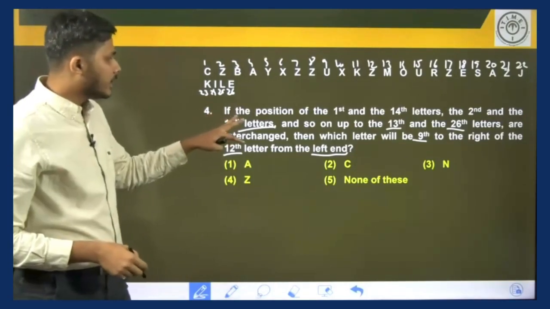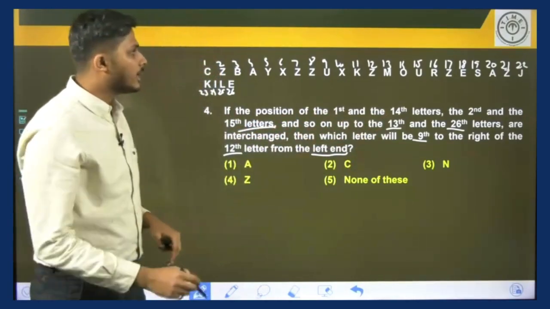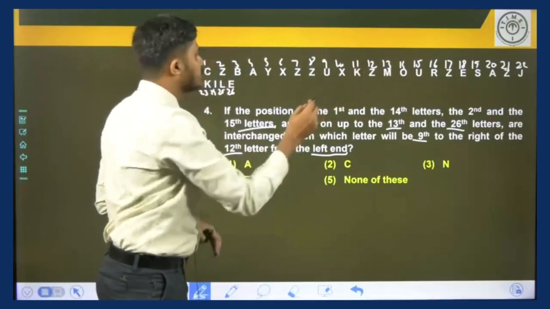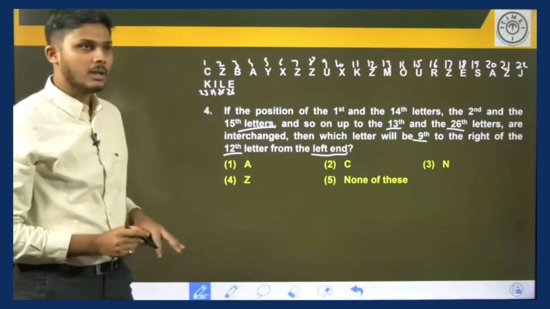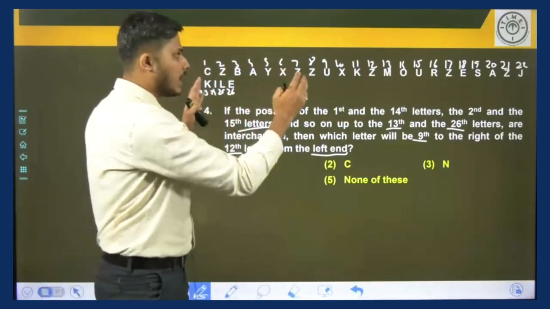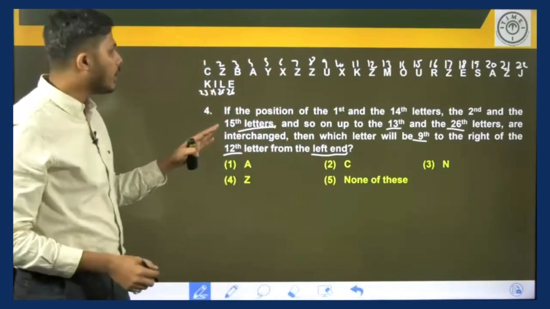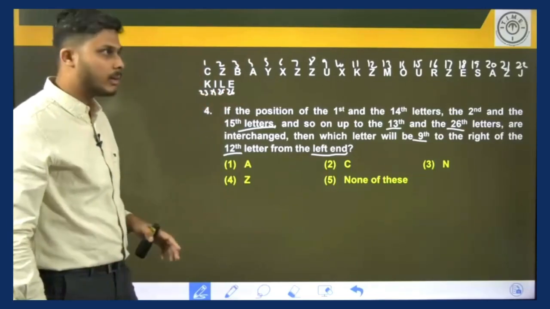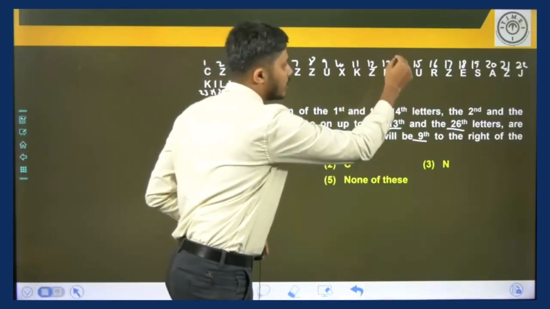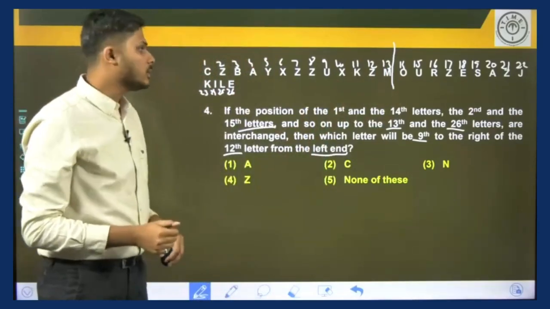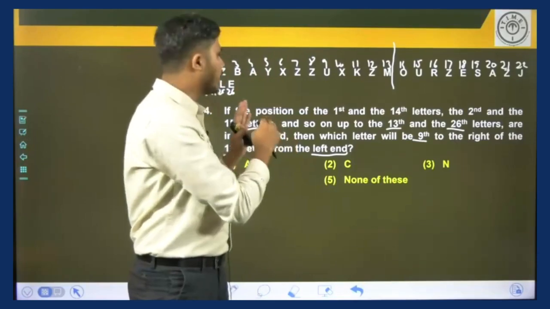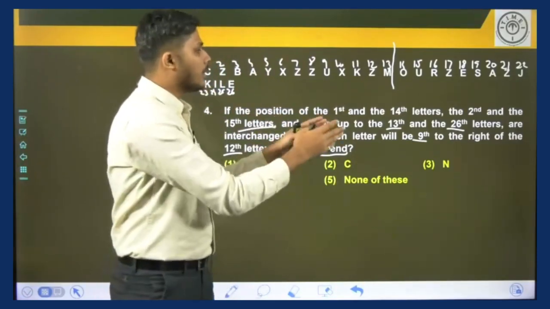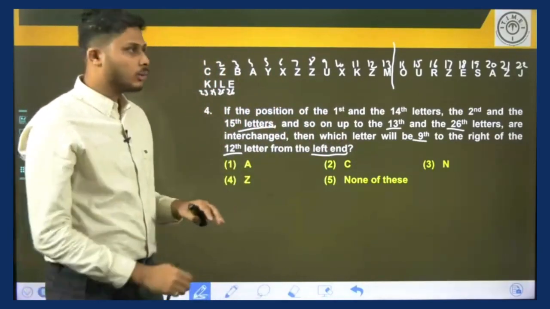From the given condition, the first and the 14th letter is interchanged, and next the second and the 15th letter is interchanged. From this we can say that the first half, let's divide this into 2 parts. 26 is divided by 2. So each part consists of 13 letters. So the first part will move to the second, and the second part will move to the first part.